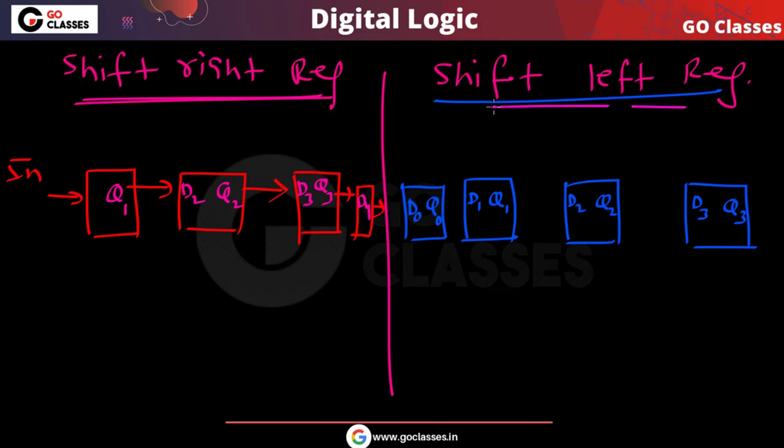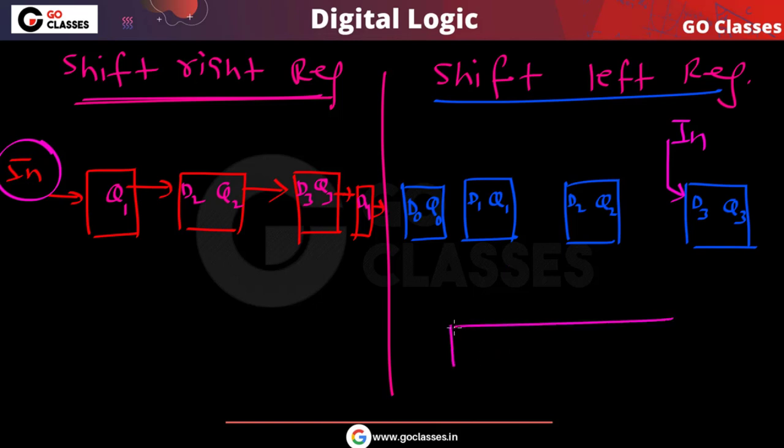Now what do we want? We want shift left. If you want shift left, then where to insert this data? This data must be inserted here. Shift left, what does it actually mean? If you notice, this is what we want. This is q0, this is q1, this is q2, this is q3.